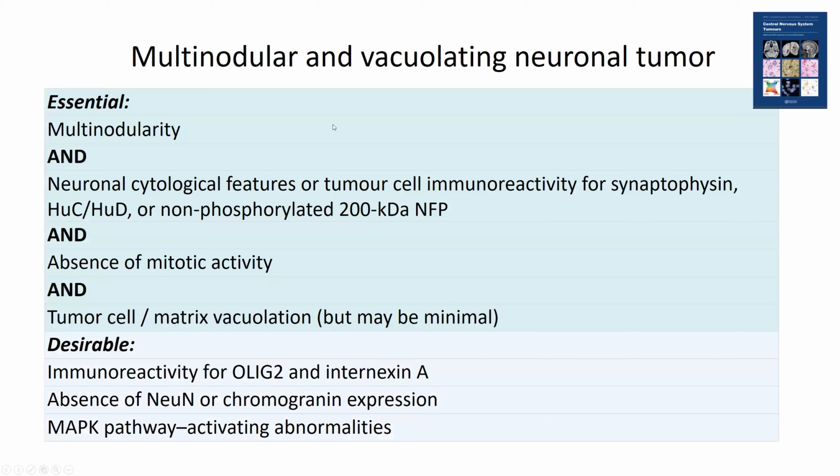So the essential criteria is that it really should be multinodular, that it should have neuronal cytologic features. It can also have a glial marker immunoreactivity. These are very low grade. They really should have no mitotic activity, and they should have that vacuolation of the matrix. And then there's some desirable criteria, but I think this is actually a fairly straightforward diagnosis to make, and molecular testing is not always needed.